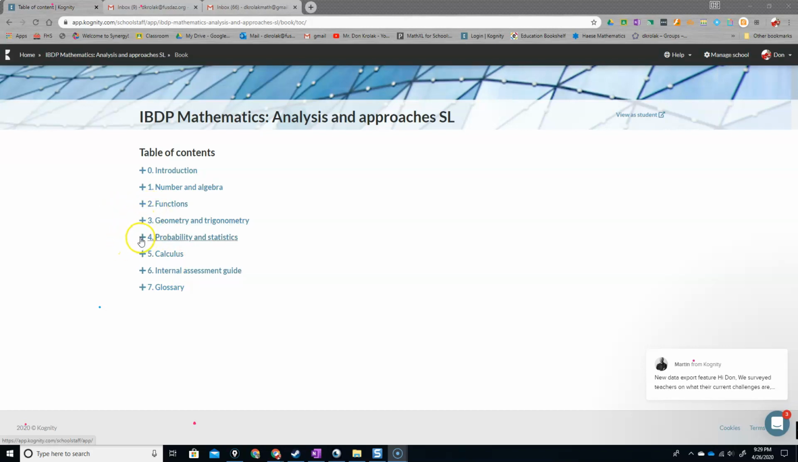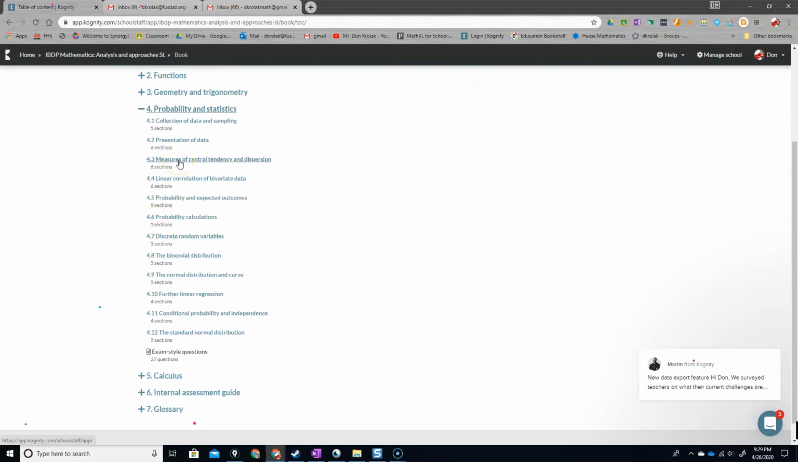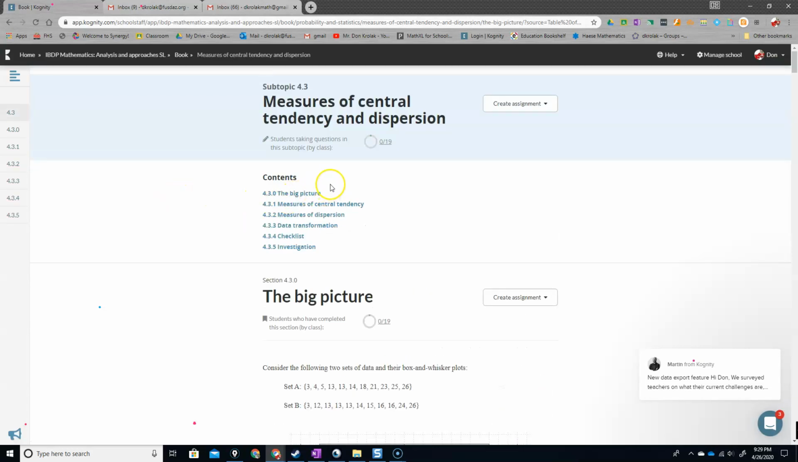This week we'll continue on with topic 4, probability and statistics. And we'll be moving on to section 4.3, which deals with measures of central tendency, which you all know. That's mean, median, mode. And then 2 measures of dispersion that you might not be as familiar with. That's standard deviation and variance.